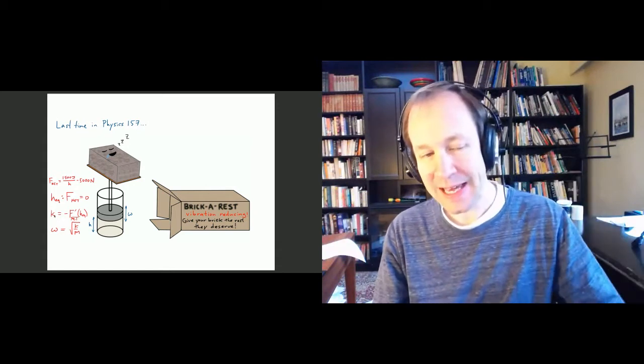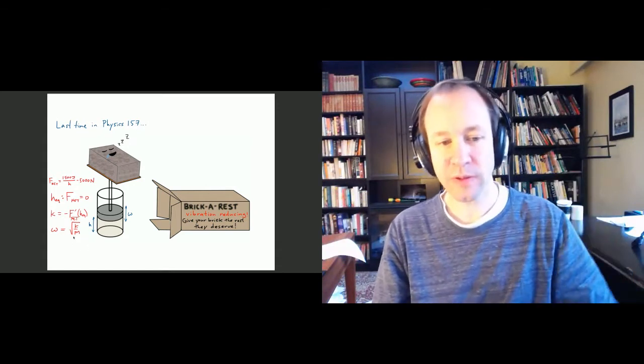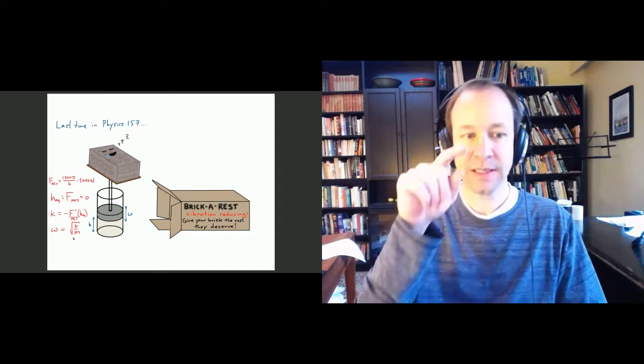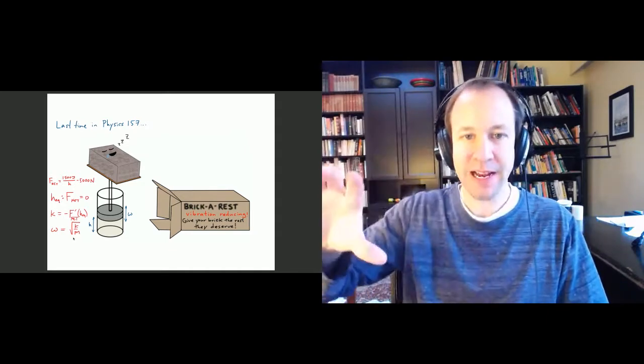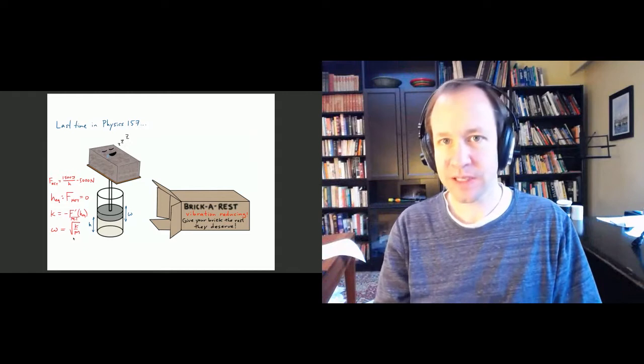So this is the k that we then plug into our formula for the angular frequency. Omega equals the square root of k over m. And then if we want the regular frequency, we just divide that by 2 pi.